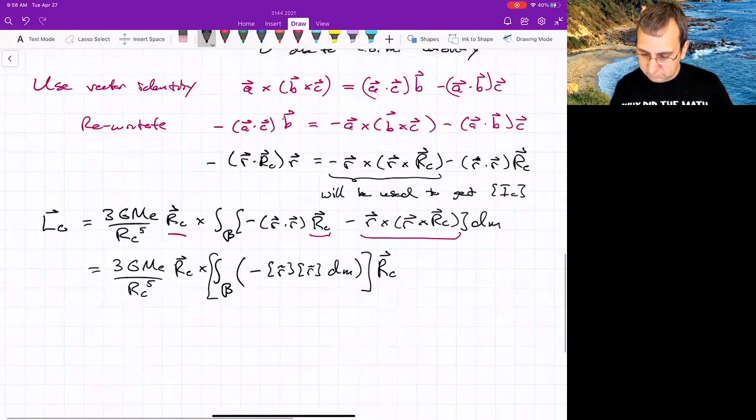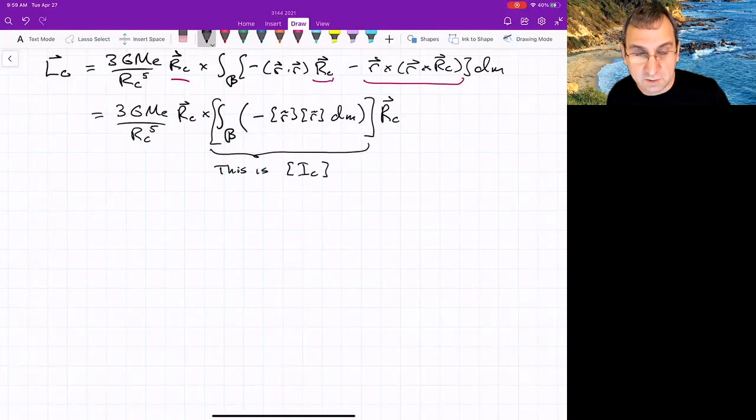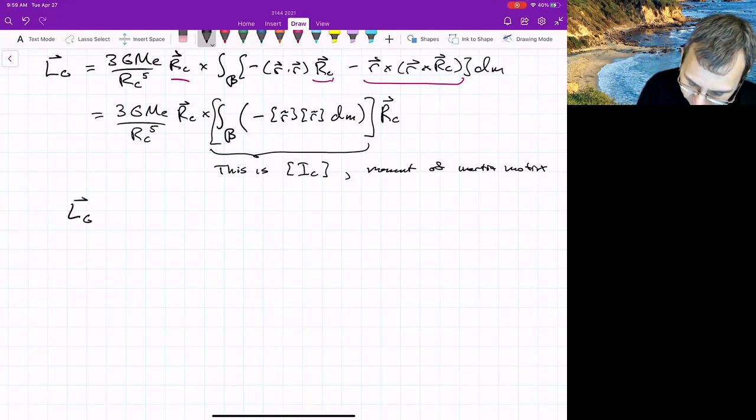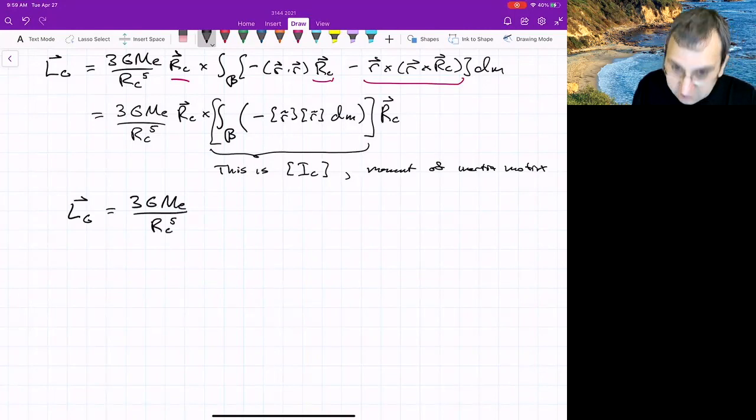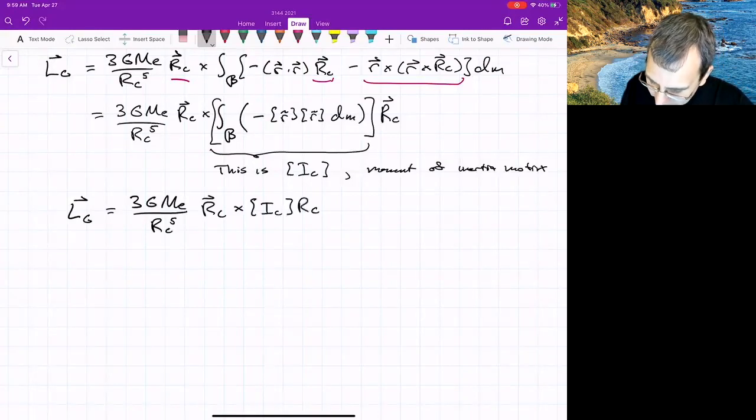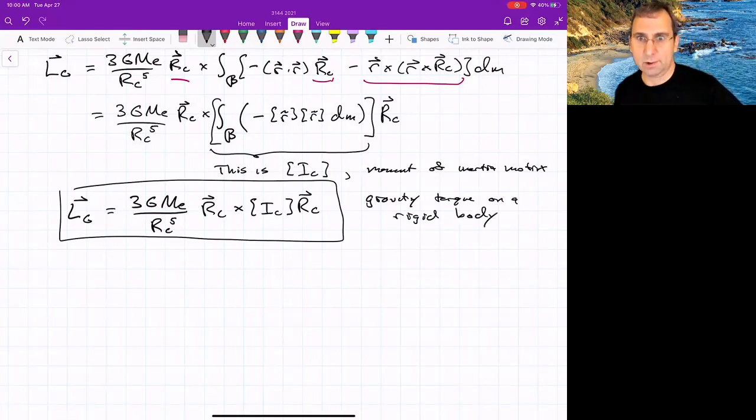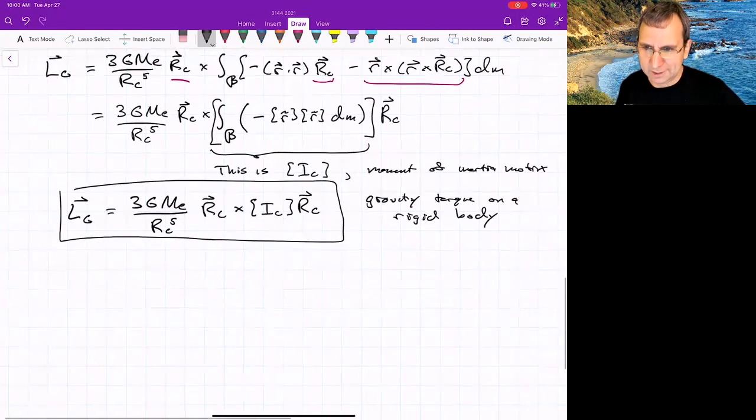Now we've got this. And then maybe at this point you could recognize, what is this integral? This is the definition of the moment of inertia matrix. So that's pretty cool. That means the torque due to gravity is 3g times the mass of the earth over rc raised to the 5th, rc cross the moment of inertia matrix times rc. So this is the gravity torque on a rigid body to leading order. The other terms are so much smaller that they are basically irrelevant. So this is the main effect that you would have. And you could maybe try to figure out, what's the order of magnitude? Is it like millinewton meters?